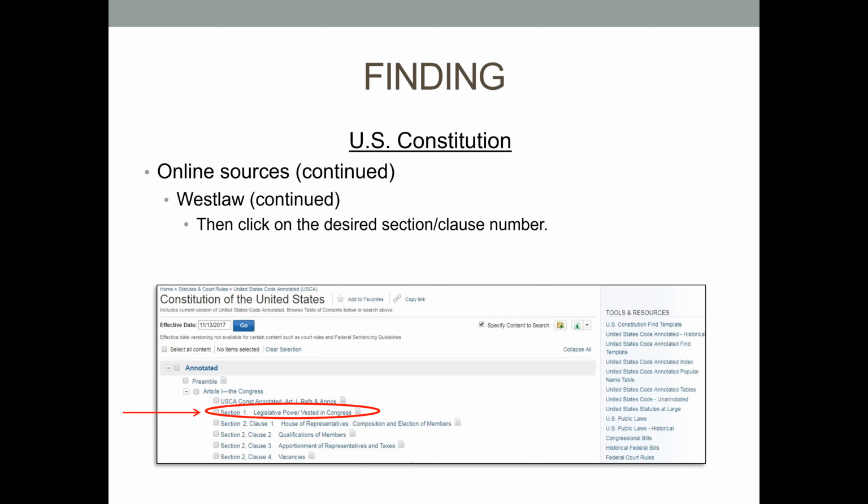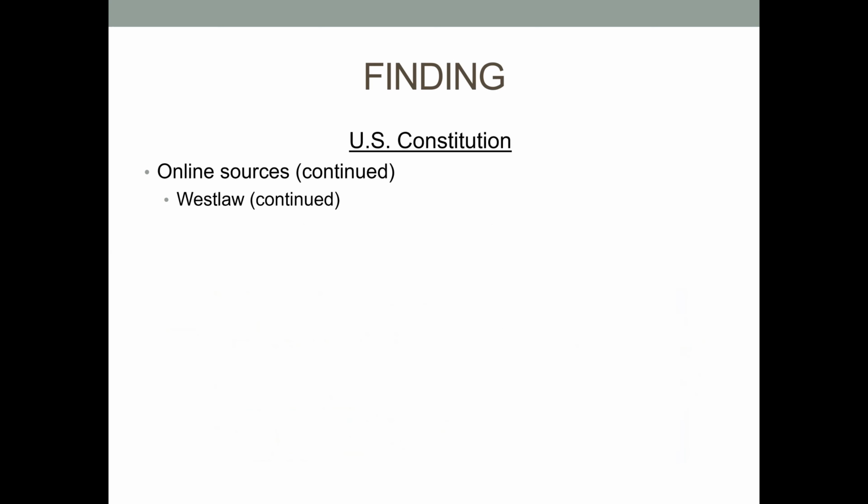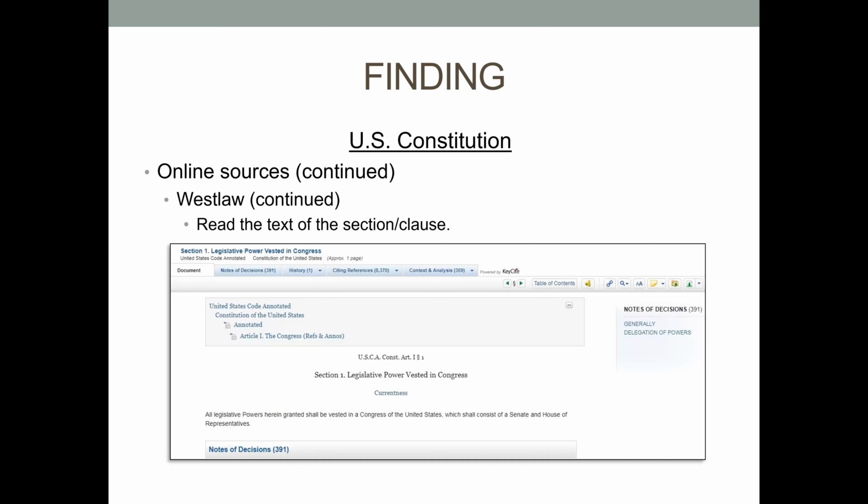Once you have expanded that menu for the article, then click on the desired section or clause number. And so let's say you wanted section 1 of Article 1, and that relates to the legislative power being vested in the United States Congress. So if that's the one you're interested in, then click on it, and now you will see the actual text of that section. All legislative powers herein granted shall be vested in a Congress of the United States, which shall consist of a Senate and House of Representatives.